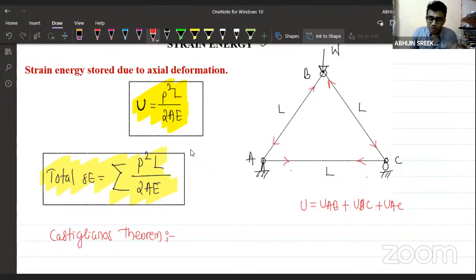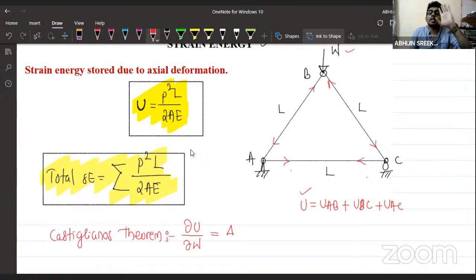So Castigliano's theorem. What is Castigliano's theorem? If U is the total strain energy, I'm not going to write the theorem there. Understand the meaning of it. If U is the total strain energy stored in a truss, and if I take the partial derivative of the total strain energy with respect to the load, here the load is W, then I will be getting the displacement at that particular joint.